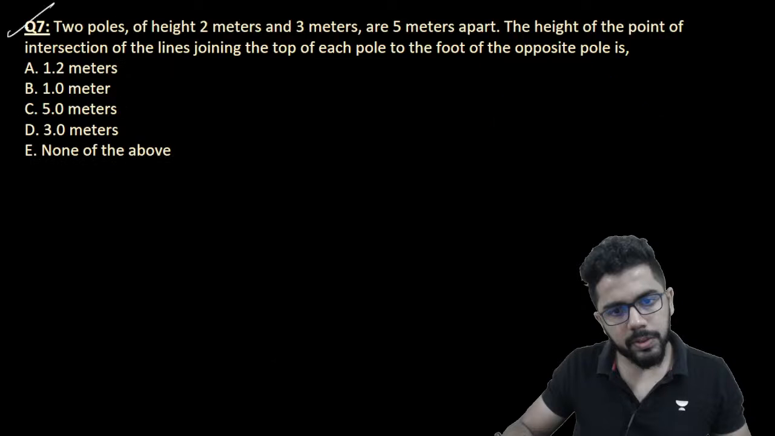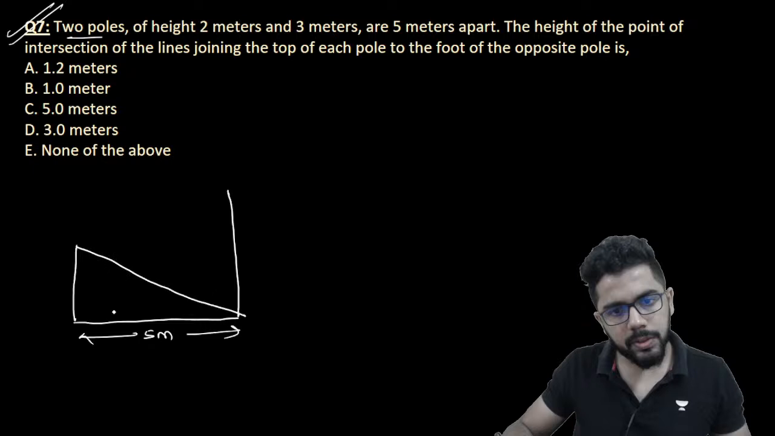Let us see this one. Two poles of heights 2 meters and 3 meters. So there is a pole of 2 meters height and a pole of 3 meters height. They are 5 meters apart. The height of the point of intersection of the lines, so we will join the lines like this.